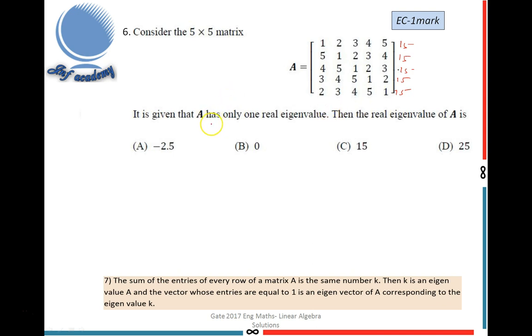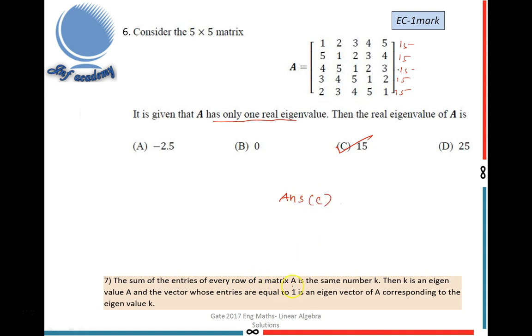But given A has only one real eigenvalue, that real eigenvalue is 15. So the answer is 15. Answer option C is the correct answer.